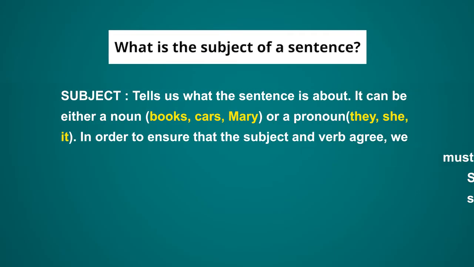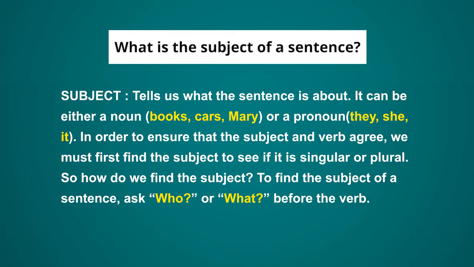The subject of a sentence tells us what the sentence is about. It can either be a noun, for example, book, car, or even Mary. Or the subject may be a pronoun, for example, they, she, or it. In order to ensure that the subject and verb agree, we must first find the subject to see if it is singular or plural. So how do we find the subject?